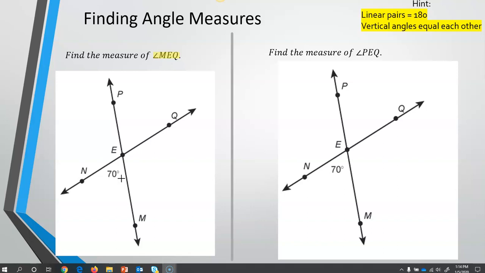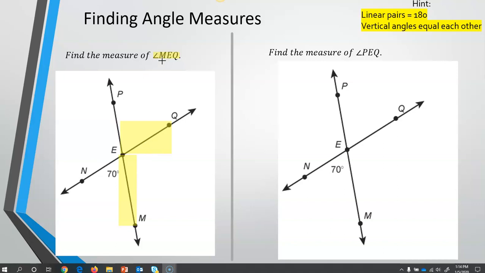The first thing I want to do is come down to my diagram and ask, where is MEQ? Well, here's M, E is in the middle, so it has to be the vertex, and then Q. So I'm going to highlight it. Here's MEQ. There's the angle I'm looking for.